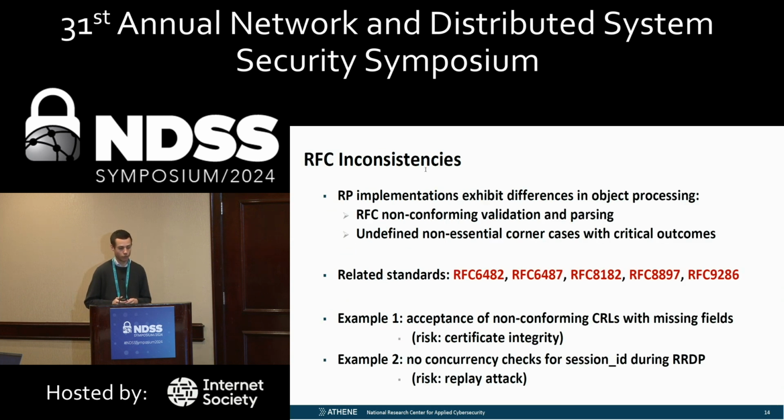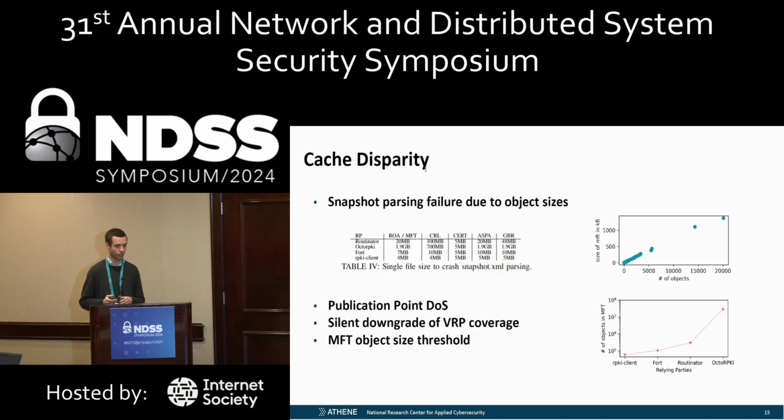Then one more thing we found was processing inconsistencies in different RP implementations. These mostly stem from vagueness in the RFCs, which, for example, specify a certain check but don't specify certain edge cases, and then different RP implementations implement these checks differently, and therefore come to different results on whether a certain object is valid or not. And we will later see why this is a problem.